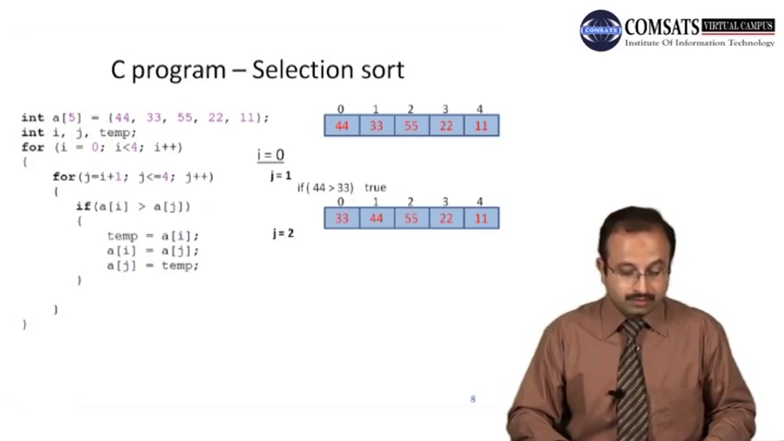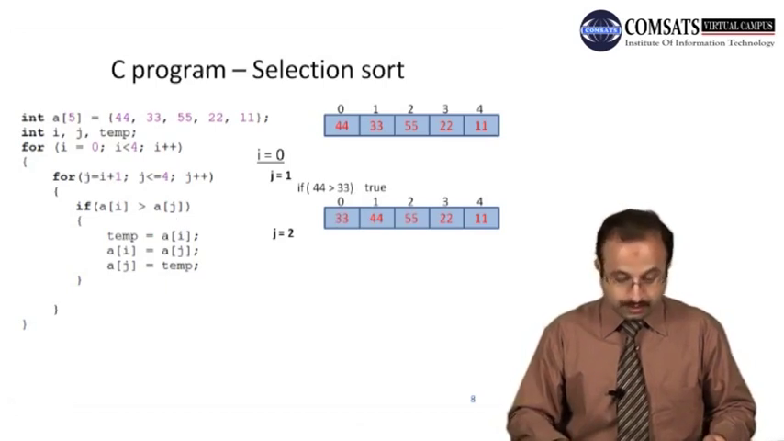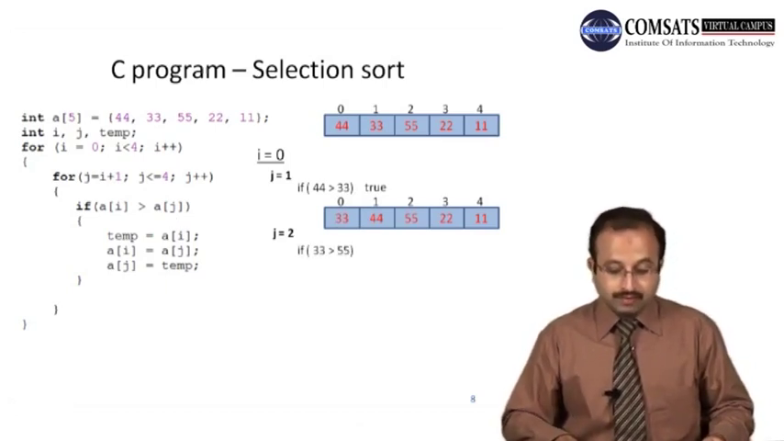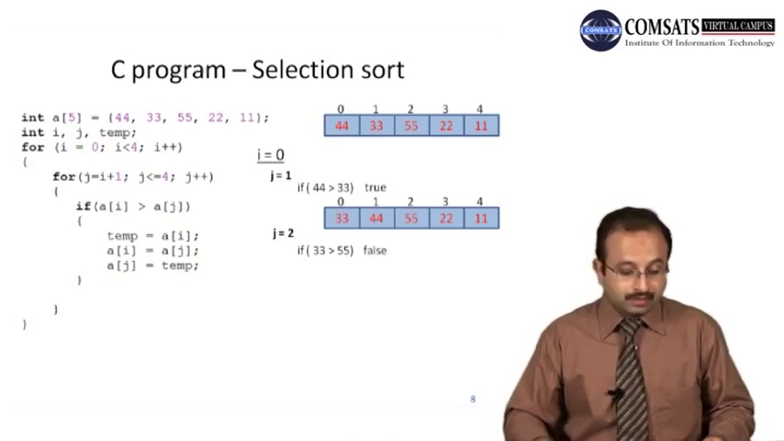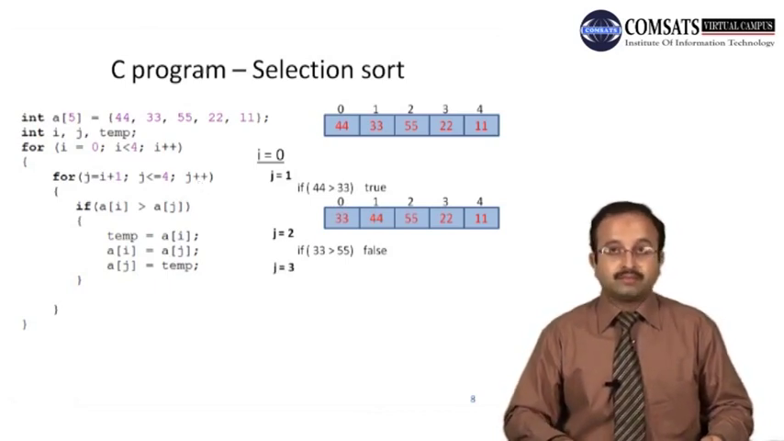Now this if statement becomes if a of 0. So the value of i is not changed during the execution of the inner loop. In this inner loop that we have, whose counter is j, the value of i does not change anywhere. So a of 0, that is now 33, is greater than a of 2. A of 2 is 55. So if 33 is greater than 55, condition is false. It comes again at the increment part. So it increments the value of i. Now the value of i will become 3.